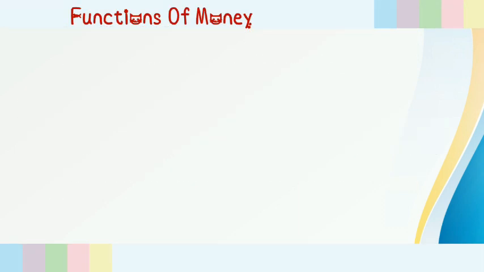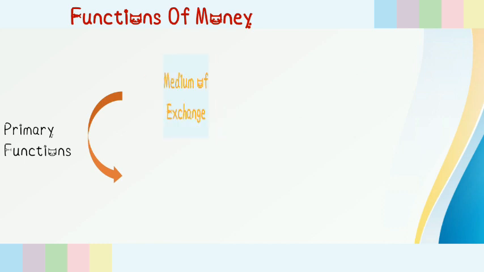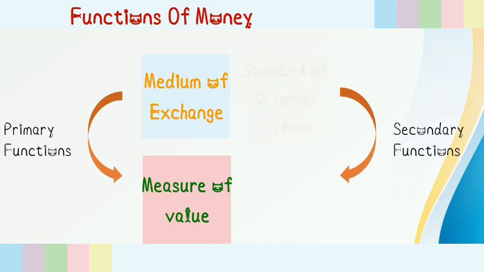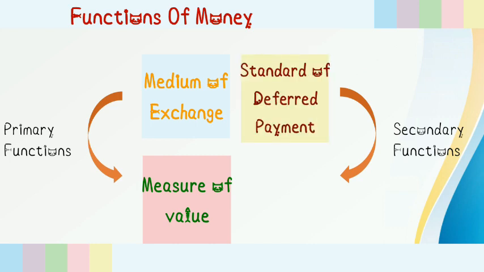Now, talking about the functions of money, it has been categorized into primary functions and secondary functions. So, the primary functions of money are medium of exchange, measure of value. The secondary functions of money are standard of deferred payment and store of value. Now let's discuss them one by one.